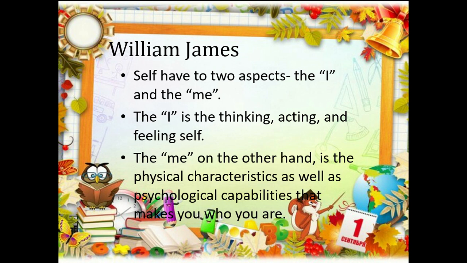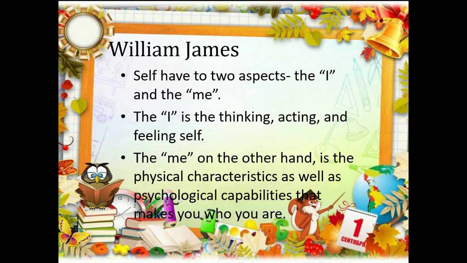According to William James, one of the earliest psychologists to study the self, the self has two concepts, the I and the me. The I is the thinking, acting, and feeling self, while the me, on the other hand, is the physical characteristics as well as the psychological capabilities that make you who you are.